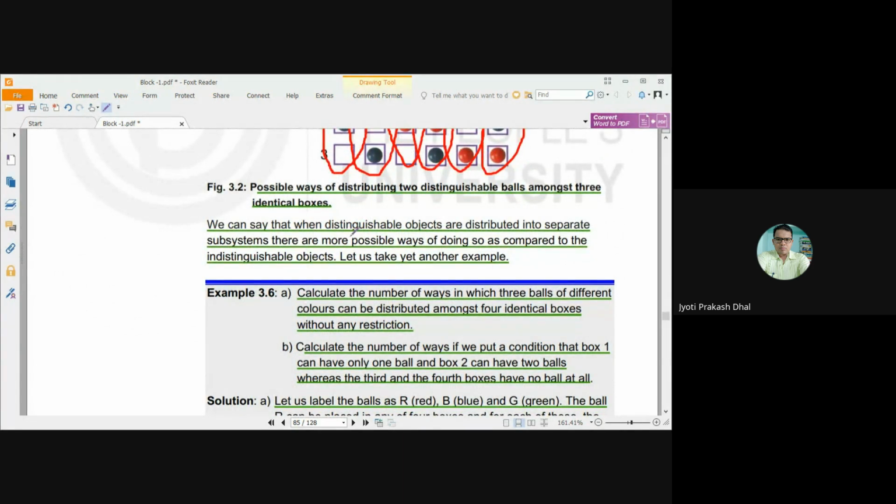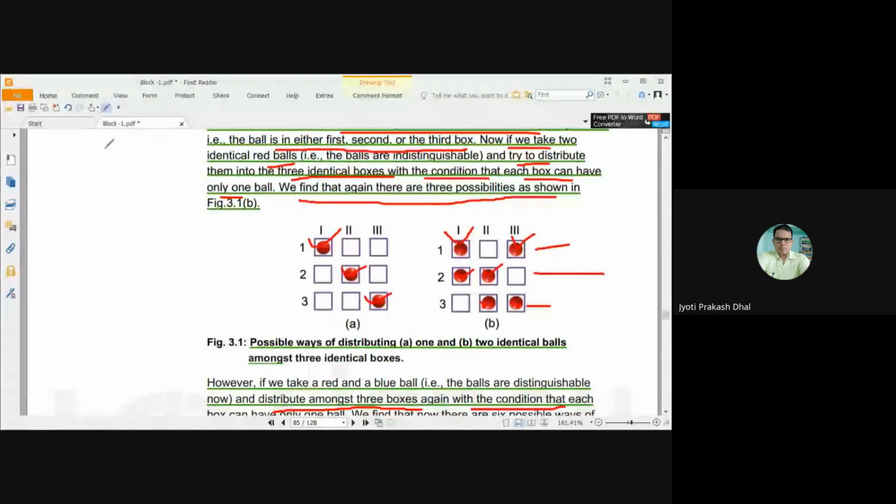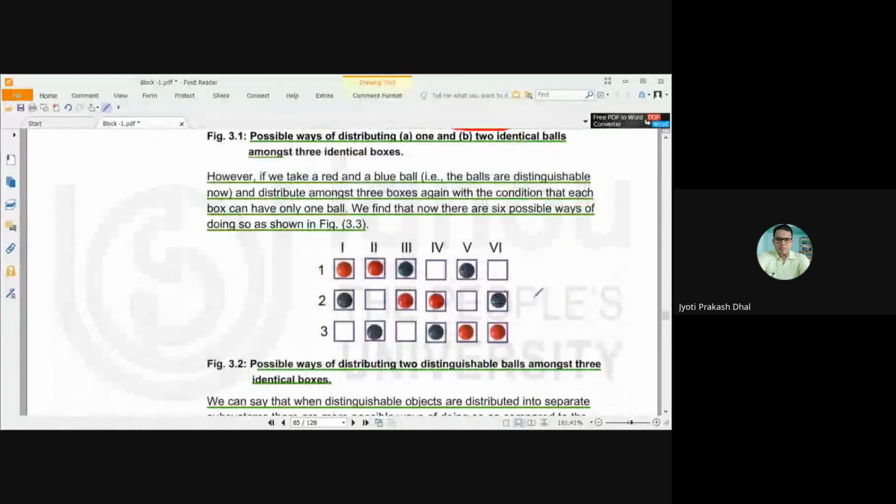We can say that when distinguishable objects are distributed in two separate subsystems, there are more possible ways of doing so as compared to indistinguishable objects. So here we have placed two identical balls in three boxes, and the number of possibilities was 3. But when we put two distinguishable balls in three boxes, the number of possibilities becomes 6.